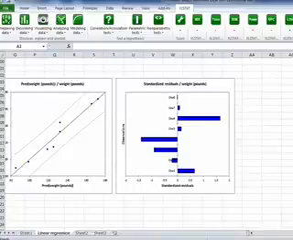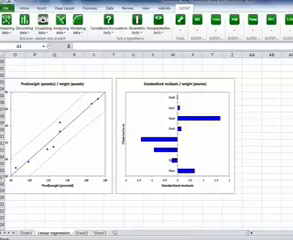And this is how you deal with regression modeling, specifically finding the equation of the regression line and the residual plots that are associated with your data.